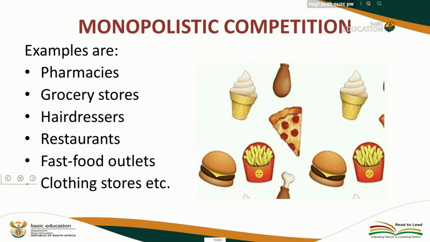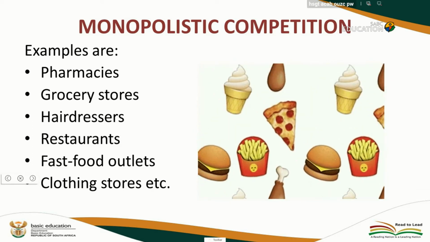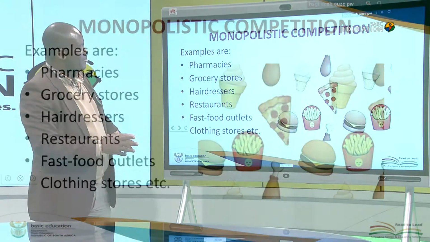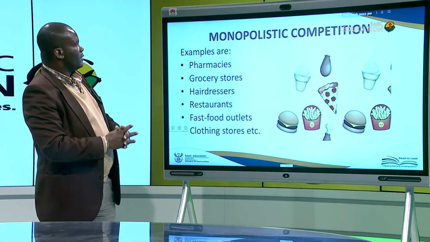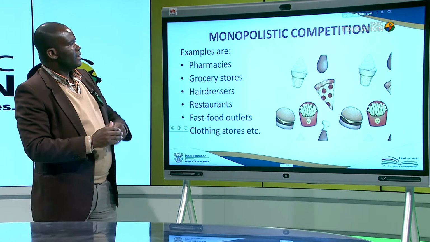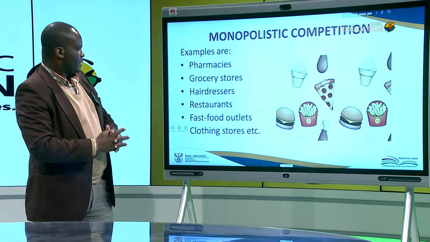Examples of monopolistic competitors in South Africa are pharmacies, grocery stores, hairdressers, restaurants, fast food outlets, and clothing stores. All these are typical examples of firms that are found in a monopolistic market.